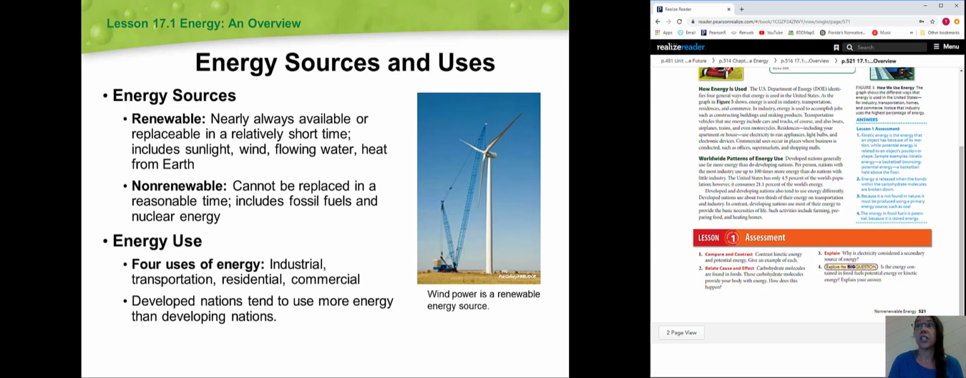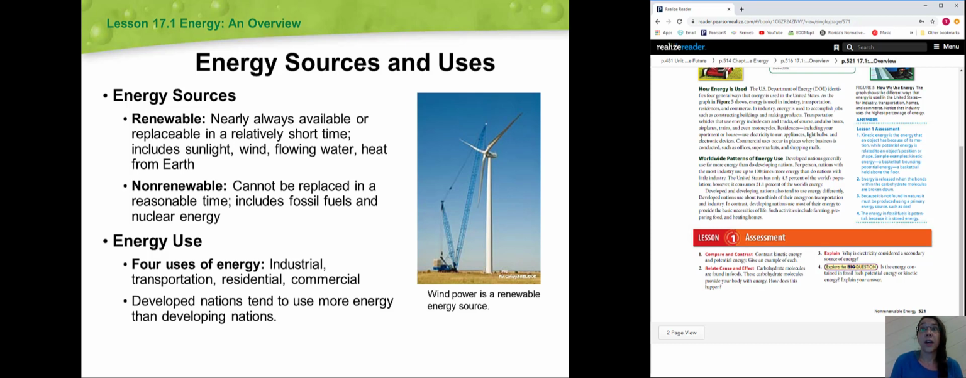In industry, energy is used to accomplish jobs such as constructing buildings and making products. Transportation vehicles that use energy include cars and trucks, and of course, also boats, airplanes, trains, and even motorcycles. Residences, including your apartment or house, use electricity to run appliances, light bulbs, and electronic devices. Commercial uses occur in places where business is conducted, such as offices, supermarkets, and shopping malls.